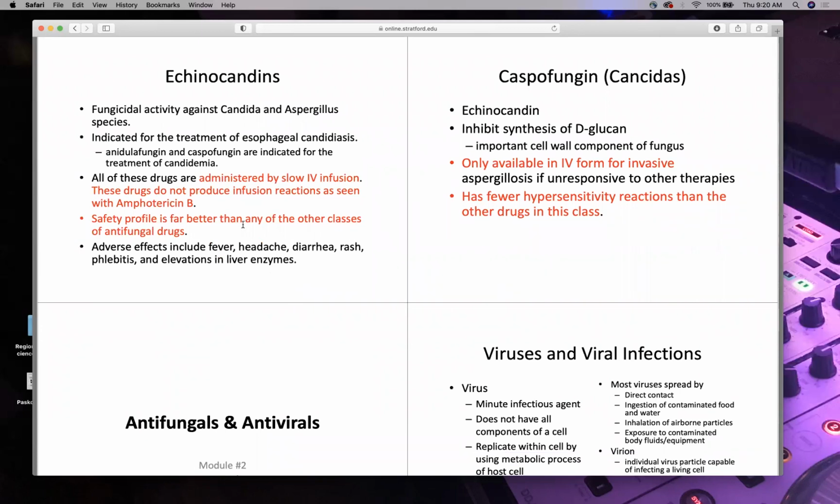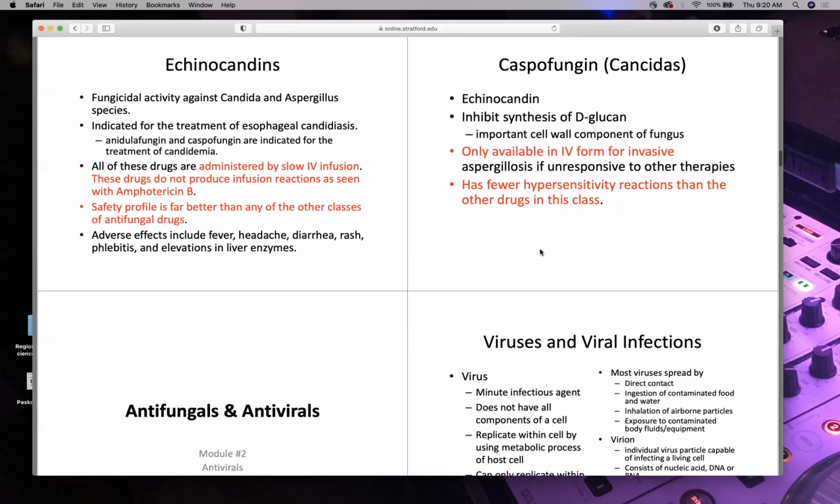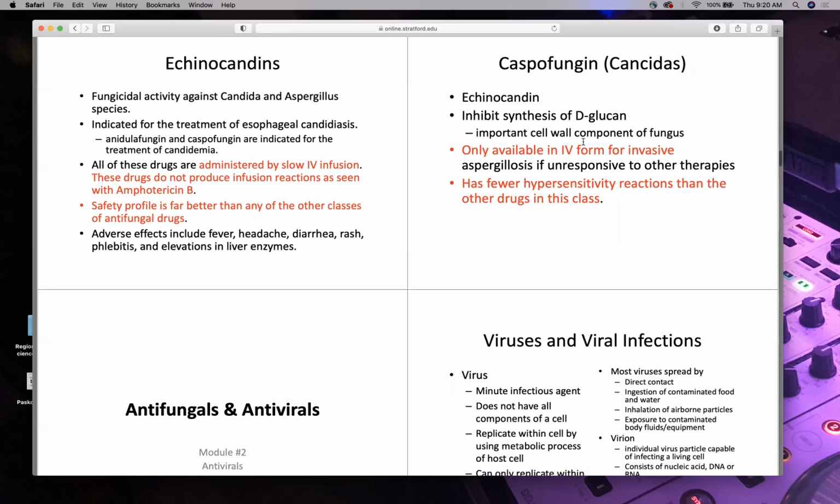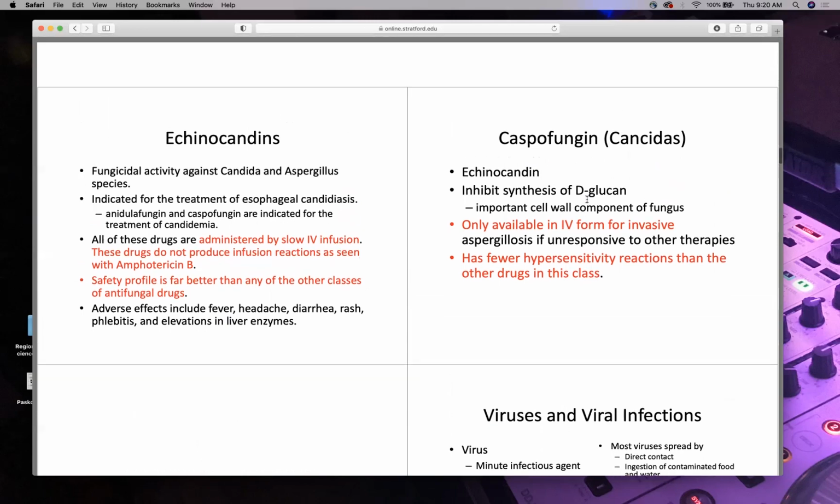Kind of candins, again, candida and aspergillus. Aspergillus can be a nasty lower respiratory tract infection, and you can see it's IV. Caspofungin inhibits the synthesis of beta-glucan, but you don't have to memorize that. You know that it's what? Cell wall, because there's only two mechanisms of action of antifungals. It's either cell wall or cytochrome P450.